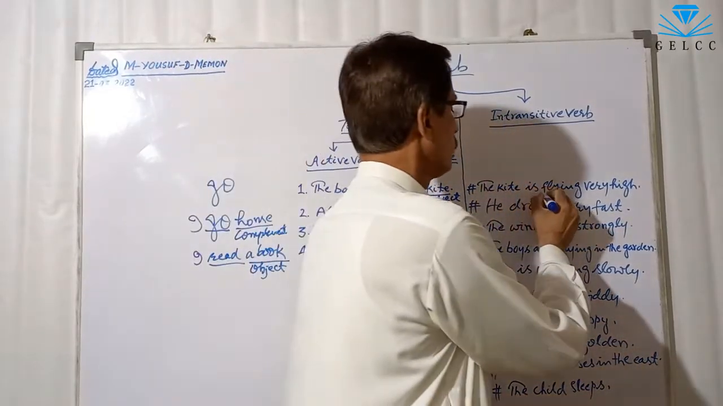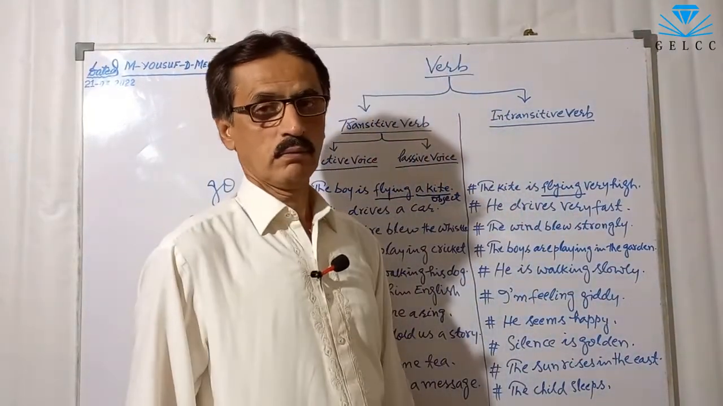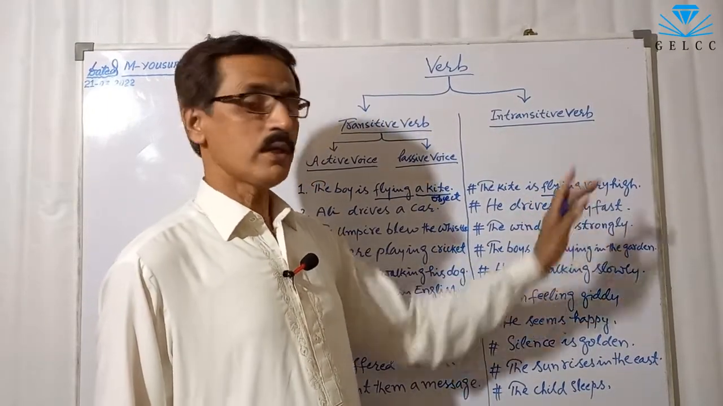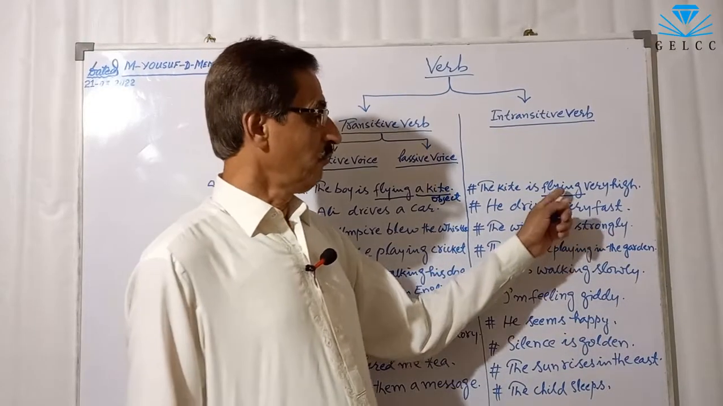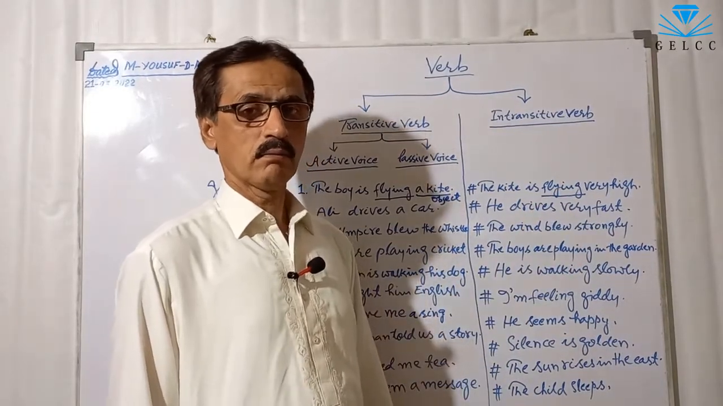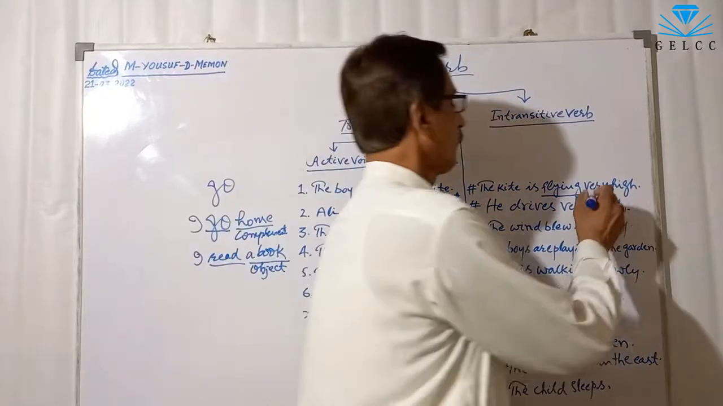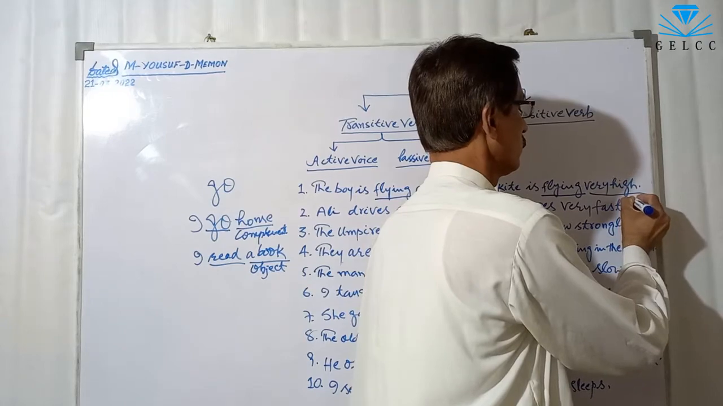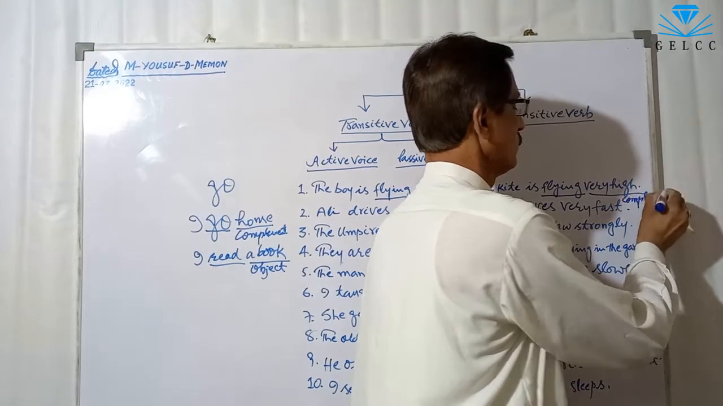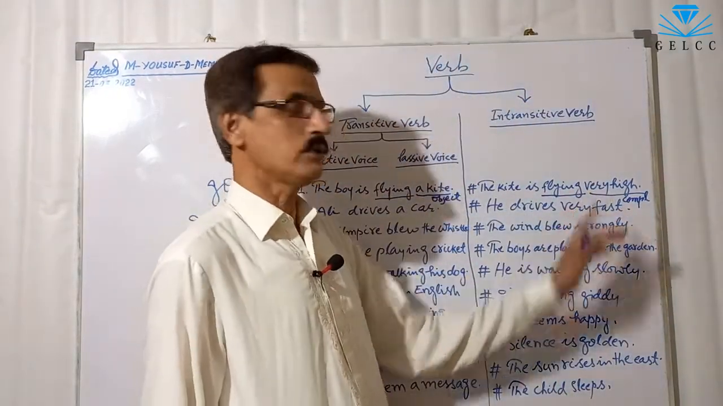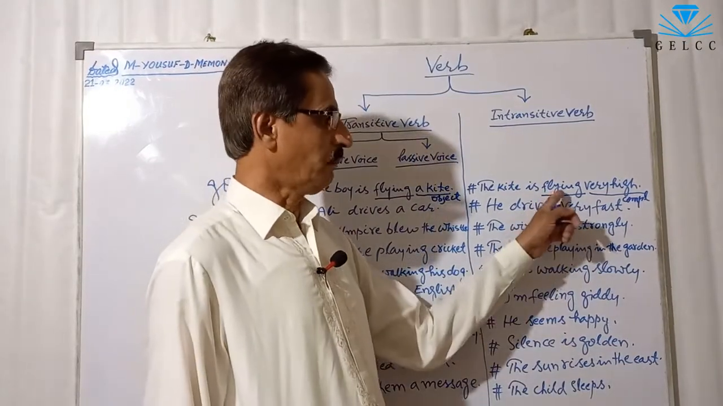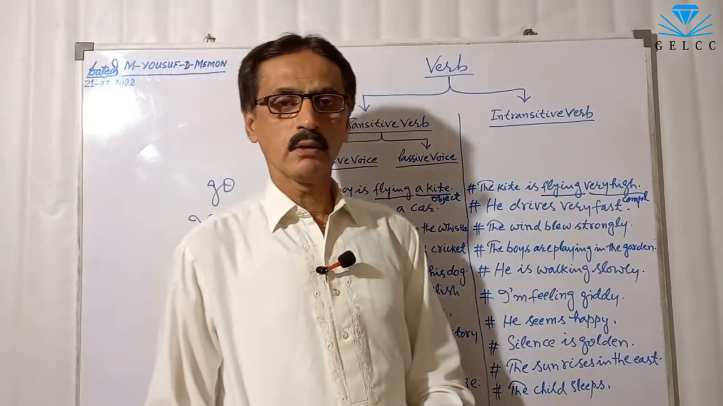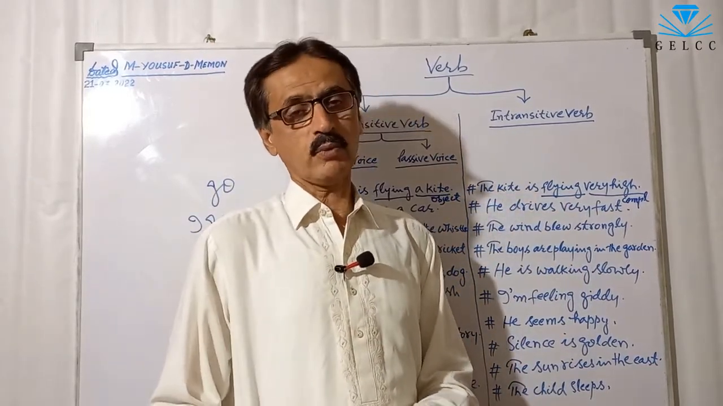Now look at this sentence. The kite is flying. Same verb, flying. Very high. Where is the kite flying? It is flying very high. So, very high is complement. This verb flying requires a complement. So here the verb flying is intransitive verb because it does not require object.